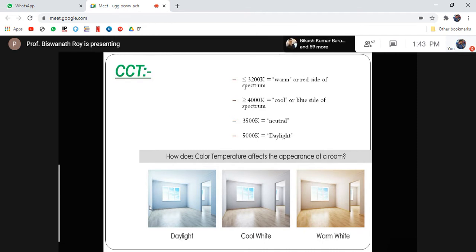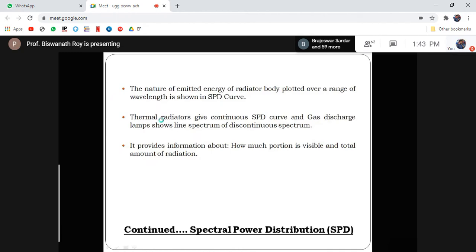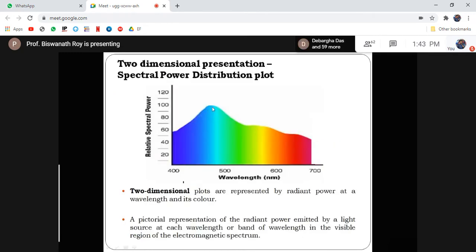So relative power is with respect to the maximum power. Say suppose here the numerical value of maximum is 10. Suppose for example, all values are divided by it.